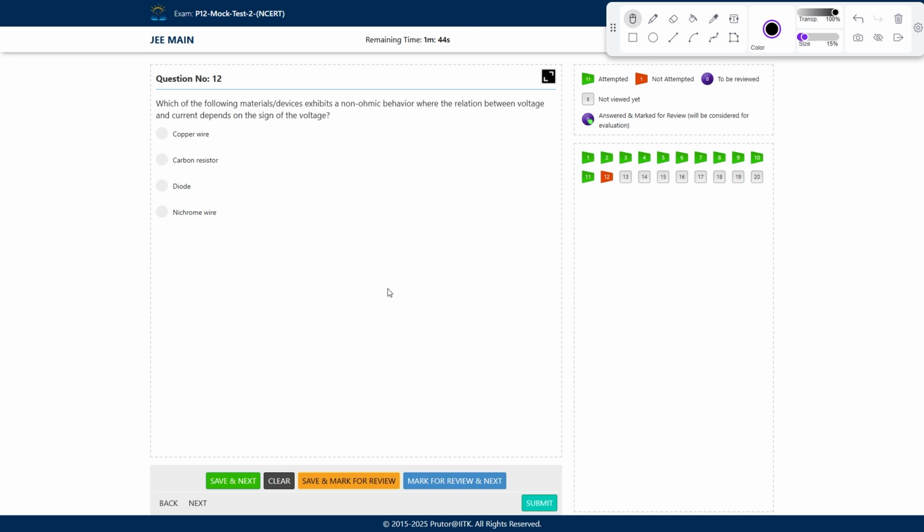So 12th question, which of the following materials or devices exhibit a non-ohmic behavior where the relation between voltage and current depends on the sign of voltage? We have discussed that semiconductor materials show this behavior, and diode is made of semiconductor materials. Their graph will look like this.